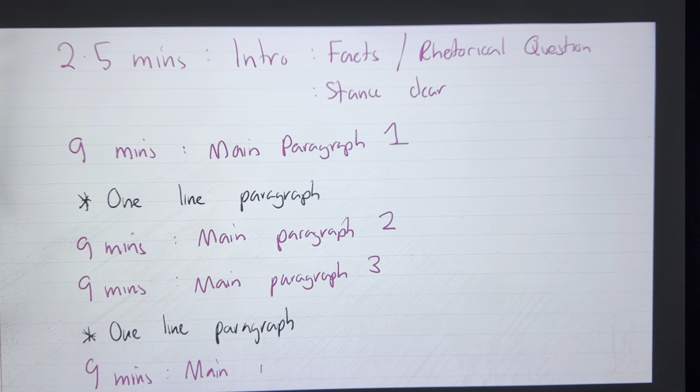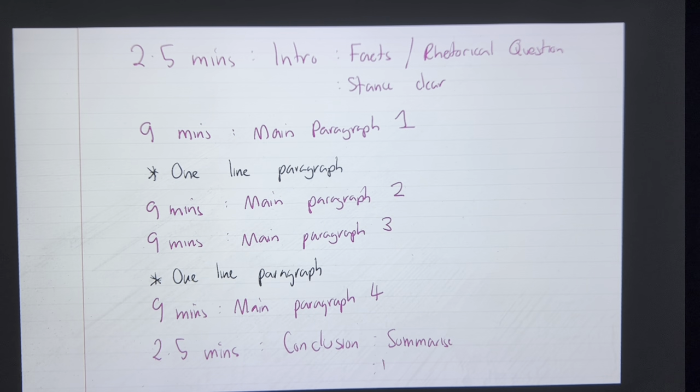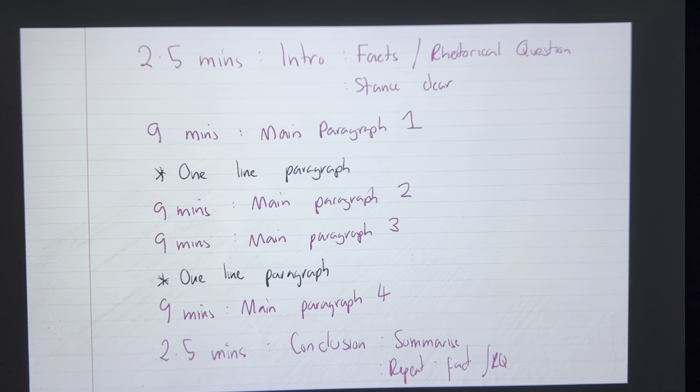And this is main paragraph number 4. And then we end our work, guys, with 2.5 minutes spent on our conclusion. And the purpose of our conclusion is to summarize our key arguments. And one last thing, guys, we repeat the fact or the rhetorical question that we used from the intro.